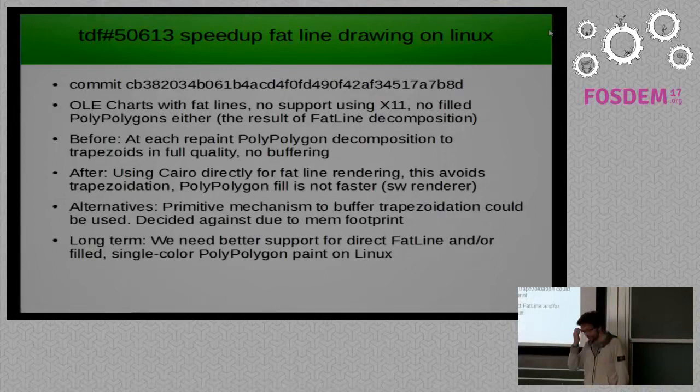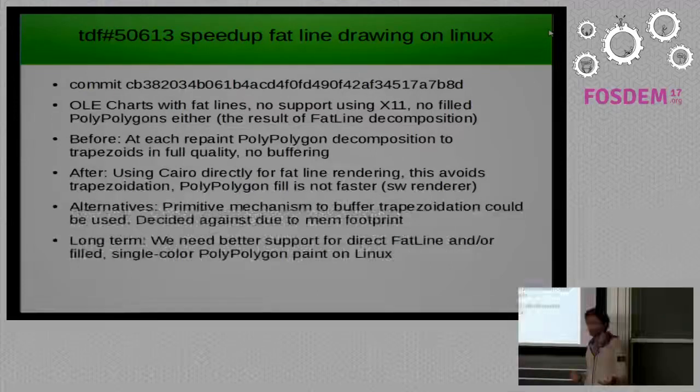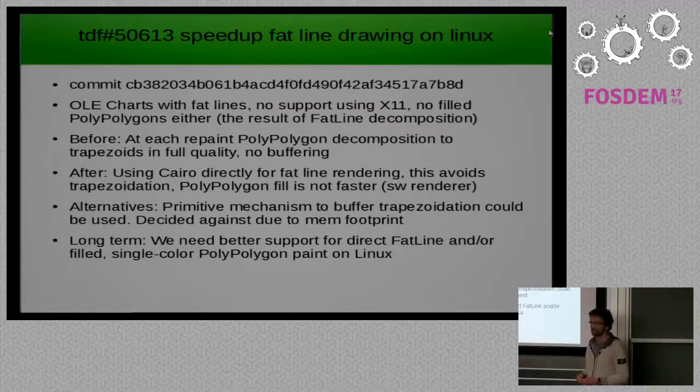And after the optimization I used Cairo, the direct fat line Cairo renderer, because I made measurements to decide what to do, and this is just the best way to do it. I also tried before to buffer the trapezoidation completely, but this has a bad memory overhead. So Cairo is just the way to go in here for the moment.